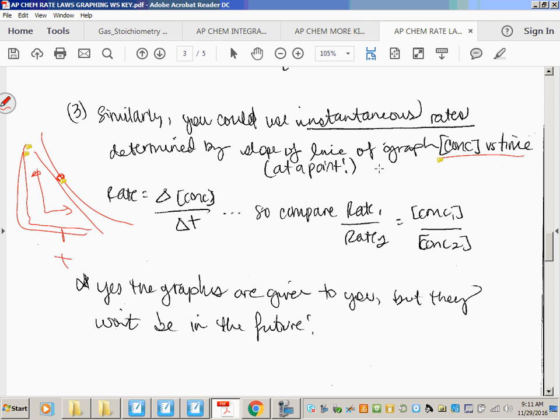You can take that at 2 different times and compare 2 different rates. So basically you're making your own data table from a graph. That's the point that maybe some people are a little iffy on, but it's not that hard. You just have to make your own data table. So that was the 3rd method there.